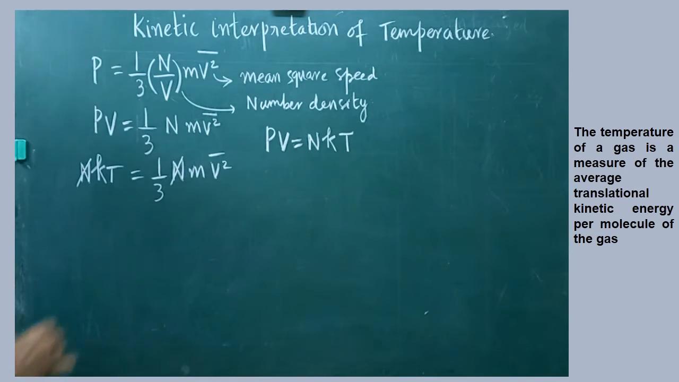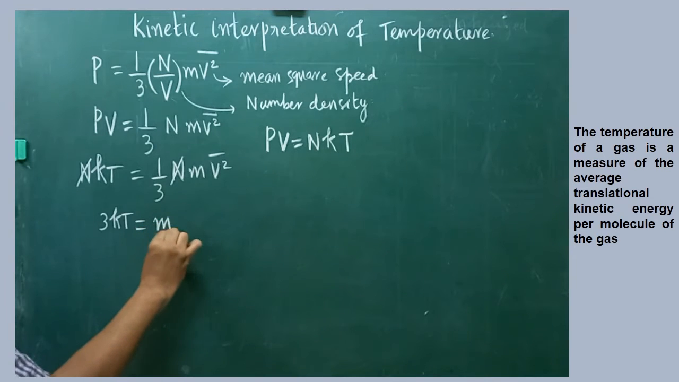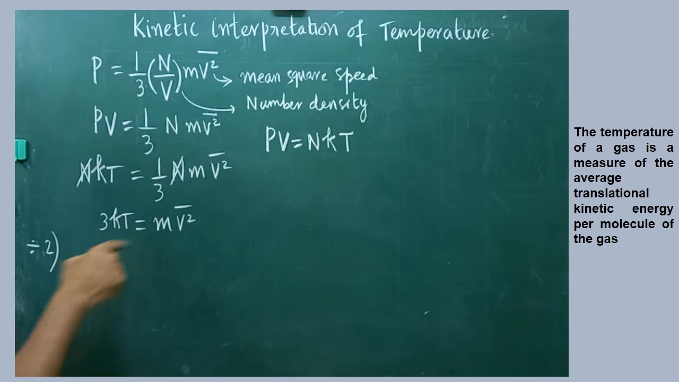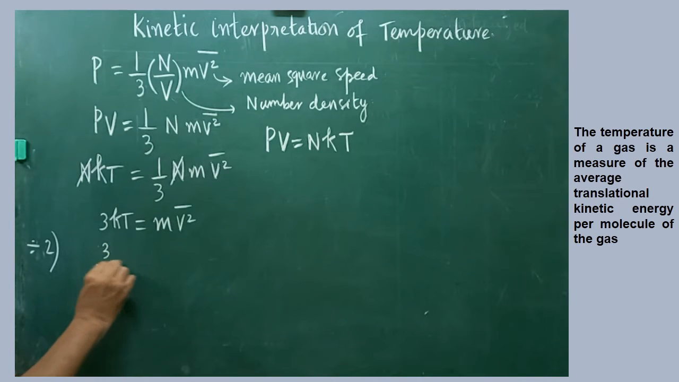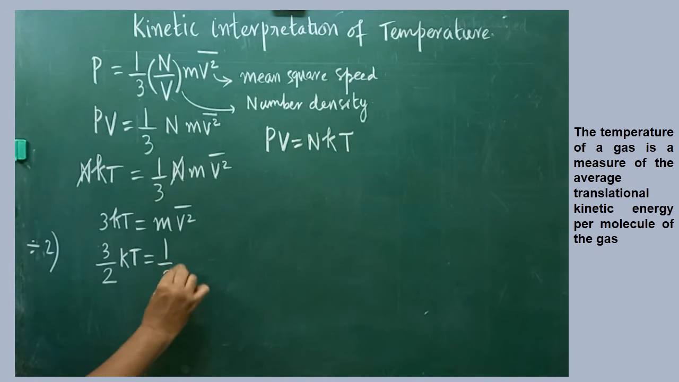N can be cancelled, and then cross multiply this 3 here, you will get 3kT is equal to m v square bar. On either side divide the factor by 2. Are you clear? Why are both factors to be divided by 2? Only then you will get kinetic energy. On the other side you will get half m v square bar. So 3 by 2 kT is equal to 1 by 2 m v square bar you will get.